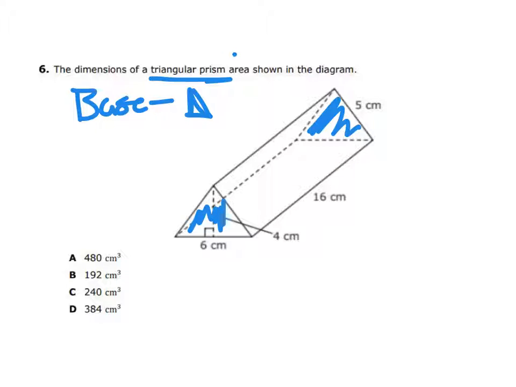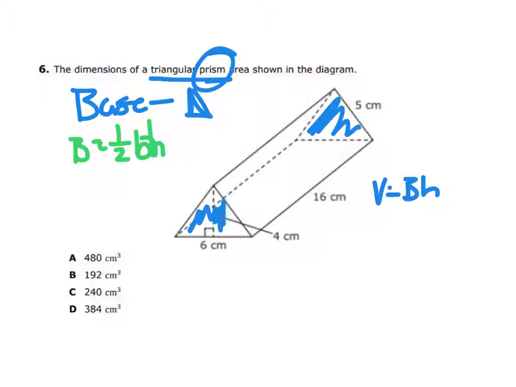So I'm still looking for a prism, so I'm just going to be doing V equals capital B H. Remember, I do not need to divide by 3 unless it's a pyramid. Capital B, in this case, the base is a triangle, so to find capital B, I'm going to do 1/2 base times height, because to find the area of a triangle, we take 1/2 the base times its height.